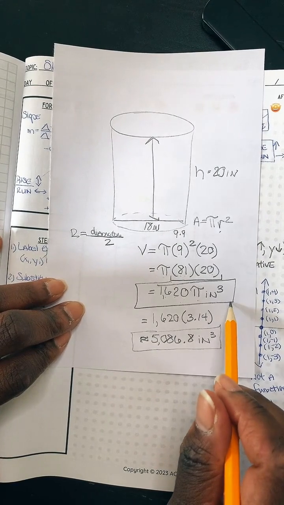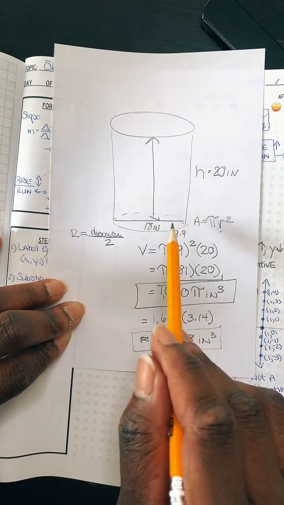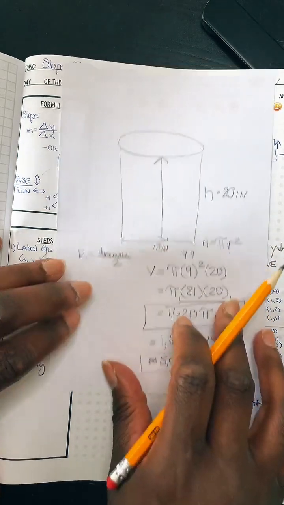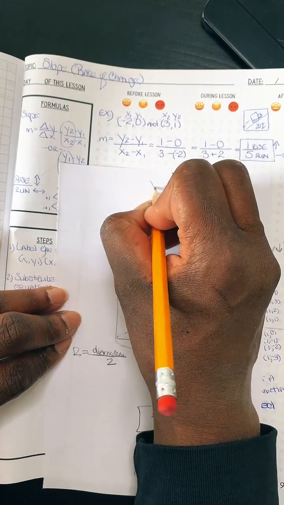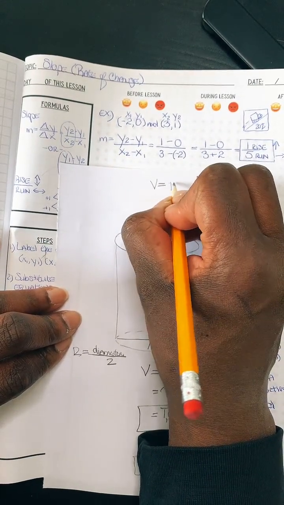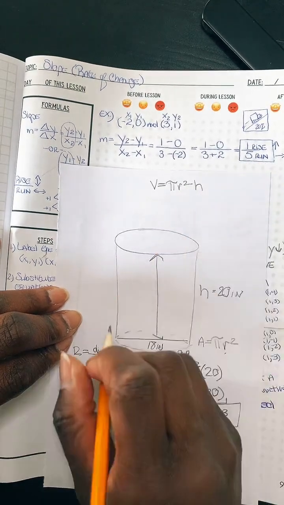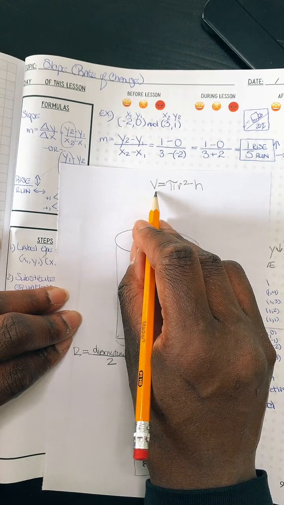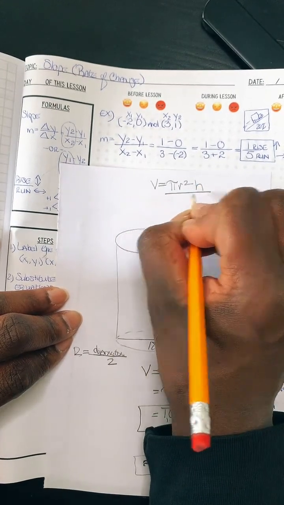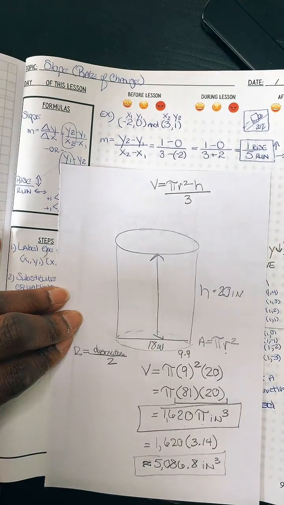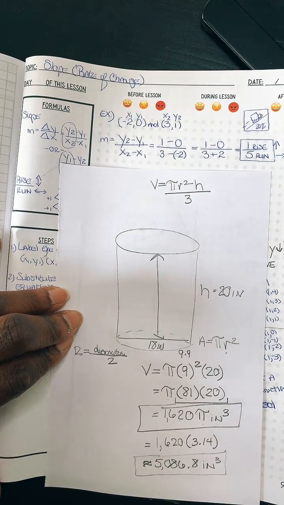But if anything, if they said this is supposed to be like a cone, like I said, the formula for a cylinder is volume equals the area of your base, which is pi r squared, times your height. That's for a cylinder. For a cone, you just do this. Divide by 3. That's the volume for a cone. That's it.